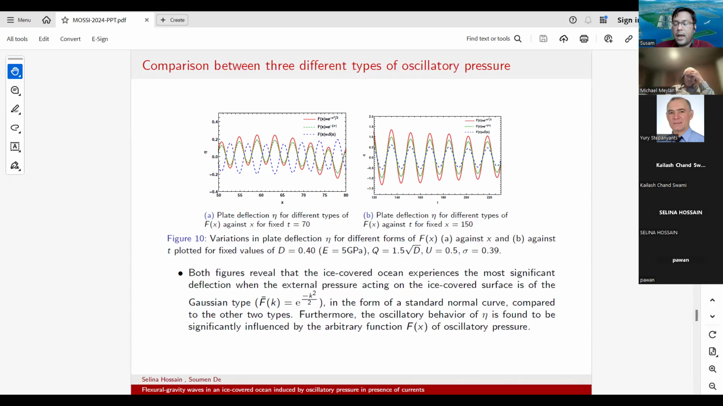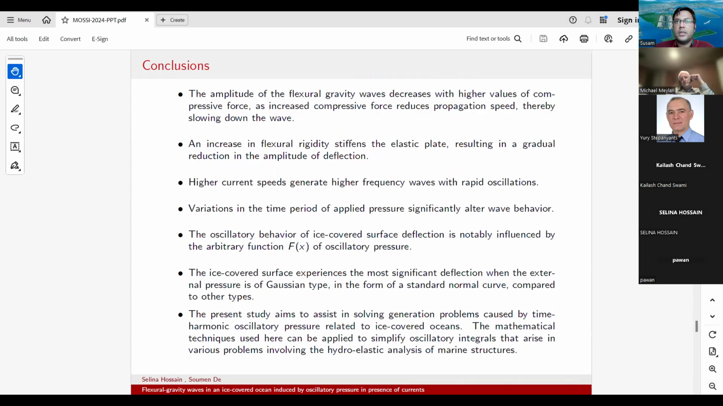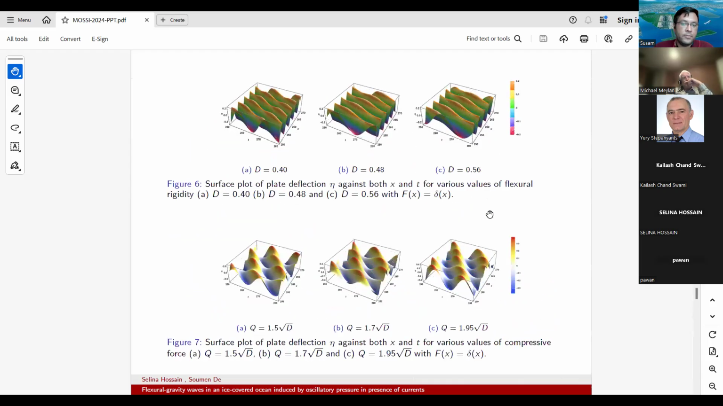Okay, I will think of it. And another thing, your current is co-current, this. Okay. And compressive, yeah, there is another slide. In group velocity, you have shown Q 2.5.